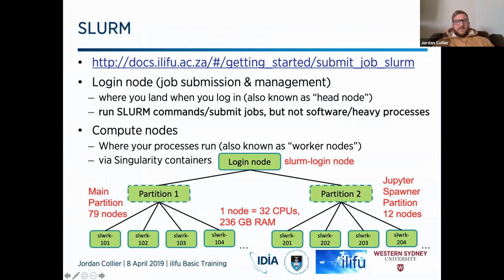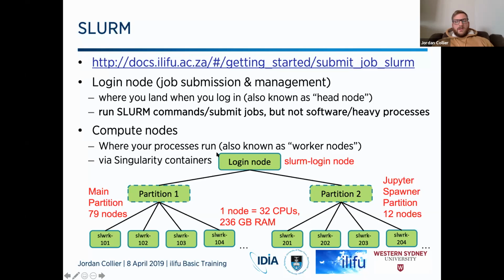And so we have a login node, which is where you land when you SSH into the SLURM cluster. And this is where you should submit your jobs, but you shouldn't run your software or heavy processes on the login node. We might also call this the head node, but it's only to manage the job submission. Where you want to run your processes is on a compute node, also known as a worker node, and this is where the job gets sent from the login node.